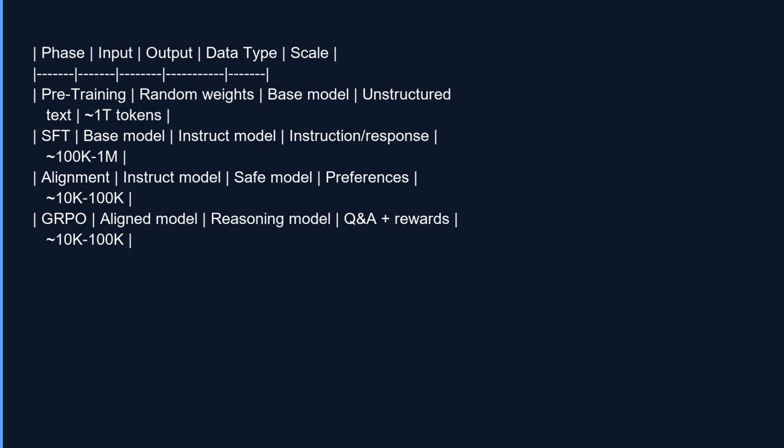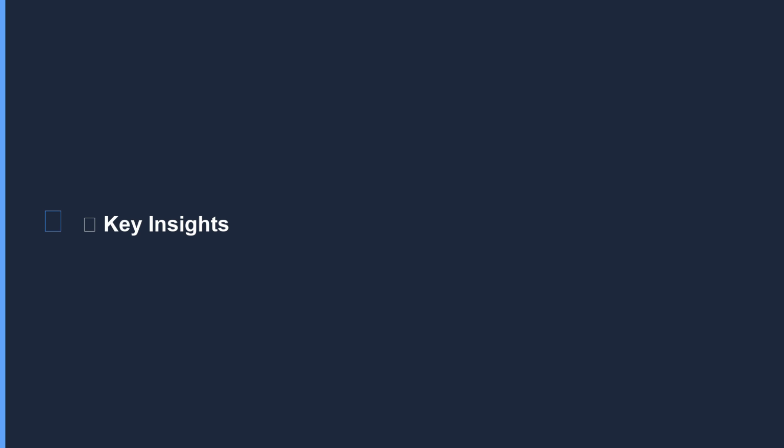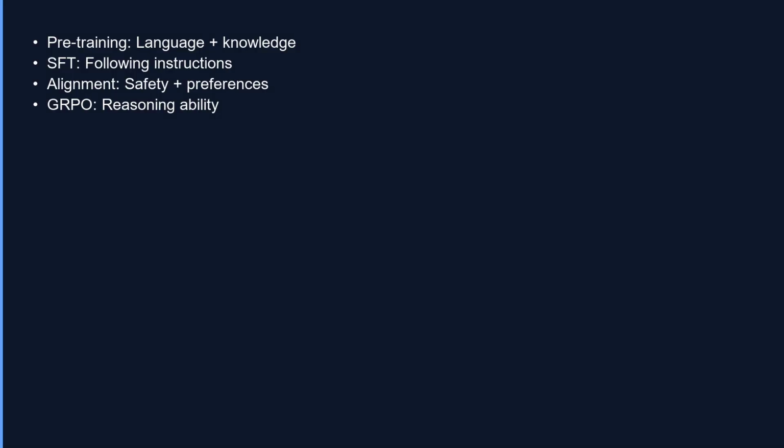Phase, input, output, data type, scale. Pre-training: random weights to base model, unstructured text, 1T tokens. SFT: base model to instruct model, instruction and response, 100K to 1M. Alignment: instruct model to safe model, preferences, 10K to 100K. GRPO: aligned model to reasoning model, Q&A plus rewards, 10K to 100K. Pre-training gives language plus knowledge, SFT gives instruction following, alignment gives safety plus preferences, and GRPO gives reasoning ability.